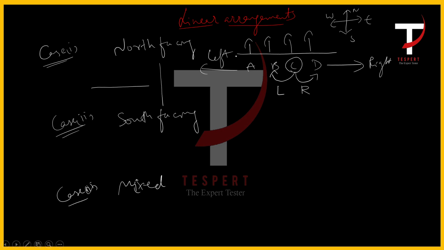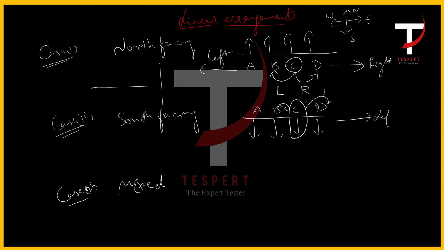Whereas in south facing, we have A, B, C, and D. In south facing, who is immediate right to C? B is immediate right to C. Who is immediate left to C? D is immediate left to C. So in south facing, this is the left direction and this is the right direction.